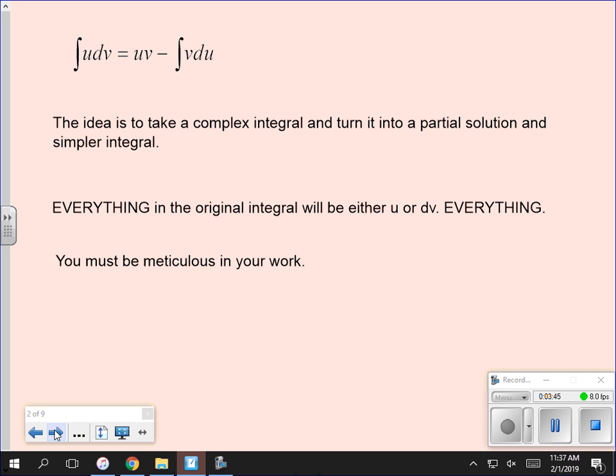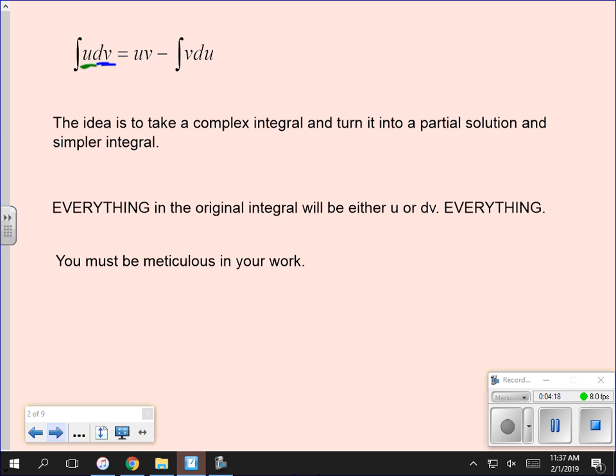We have to pick our u and our dv. This is what we're going to substitute. We're going to choose items in the original integral. This is our original integral, and we're going to choose our substitutions. We get to pick something in there to be u, and we pick something in there to be dv. And we take derivatives and antiderivatives of those two objects as necessary to come up with the other formula.